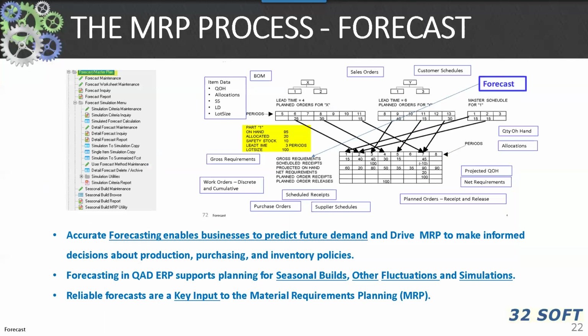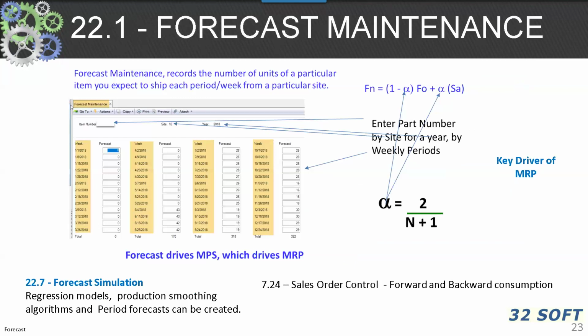As stated, MRP is driven by the sales and operations planning activity through forecast functionality into 22.1 forecast maintenance. Forecasting enables businesses to predict the future. With QAD, it supports seasonal builds, simulations, and other fluctuations. Remember, reliable forecasts are a key input to the material requirements planning process and one of the primary drivers of MRP. The more accurate you can make your forecast, the more accurate will be MRP.